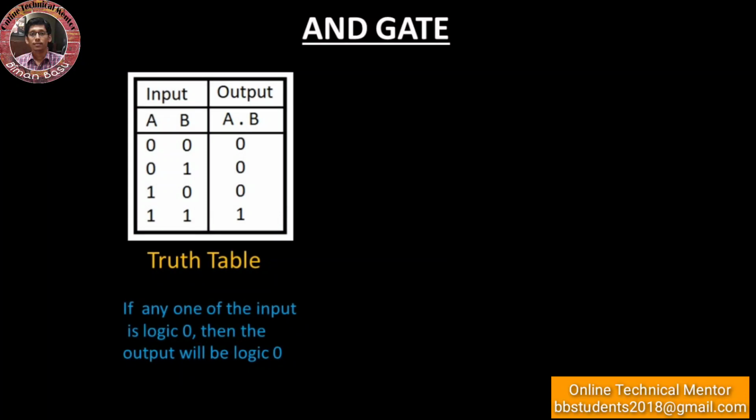The AND gate. AND gate has two inputs, A and B. So what are the different combinations for input? Since there are two possibilities, 0 and 1, both A and B can be 0, 0.